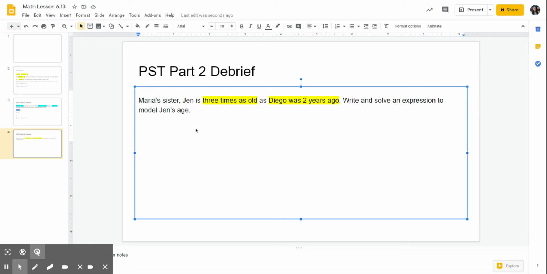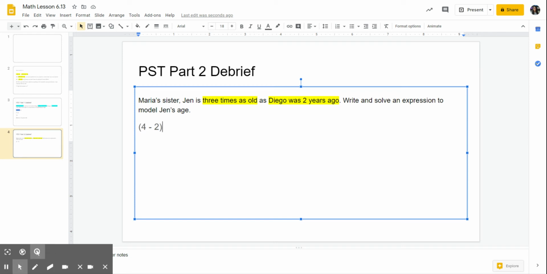What we do need to know is that Diego is 4 years old. So we know that from part A. So we're going to start with Diego's age, 4. And then it says that Jen is 3 times as old as Diego was 2 years ago. So in order to know how old Diego was 2 years ago, we need to do 4 minus 2. I'm going to add parentheses to 4 minus 2 because I know that I need to figure out how old he was 2 years ago before I can figure out Jen's age.